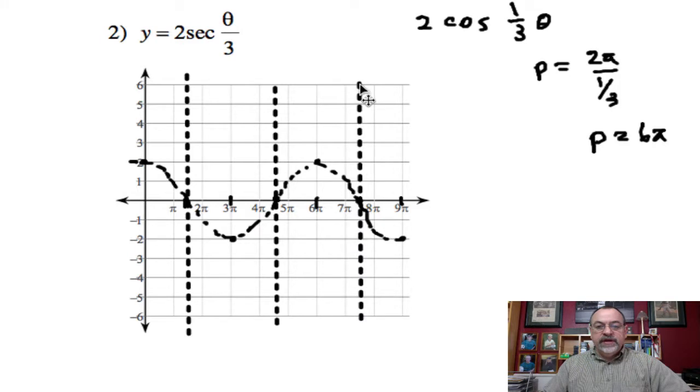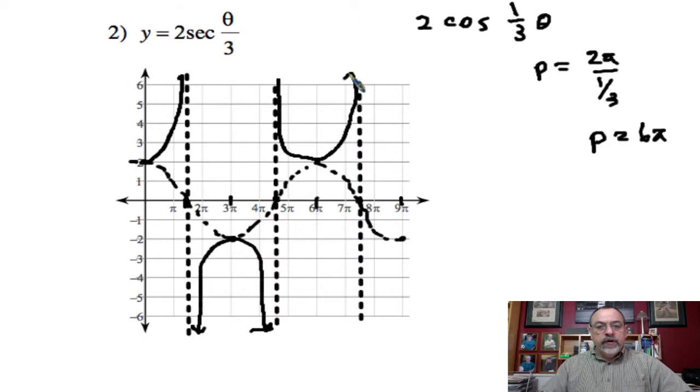And so then I have my asymptotes, and now I can sketch the secant, because as this cosine begins to fall, the secant is rising. And then I just draw these little U shapes in between the asymptotes. And it looks something like this. And then here we have the graph of this secant function.